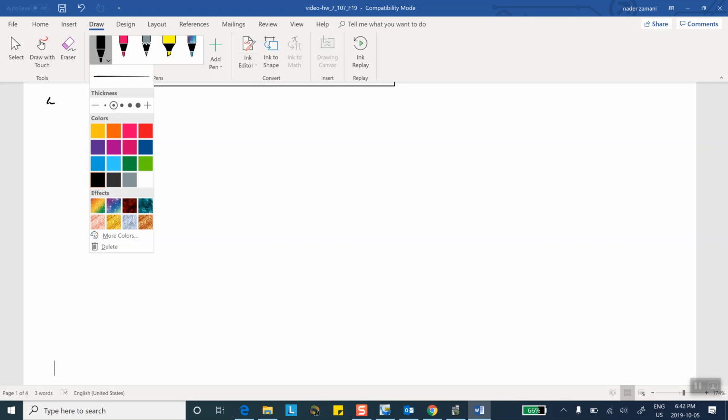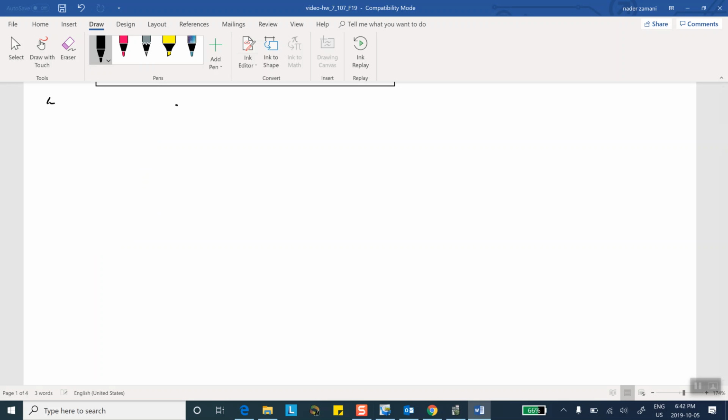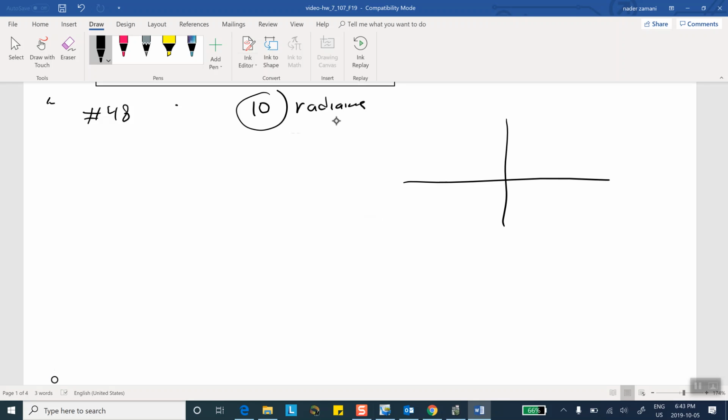Let me go ahead and do problem number 48 again, finish it actually. Number 48 says the angle is 10, obviously radians. We're supposed to find an angle between 0 and 2 pi in radians which is coterminal with that. So first, let me find out exactly where this angle is. I'm going to divide this by 2 pi to see how many cycles going around is involved.